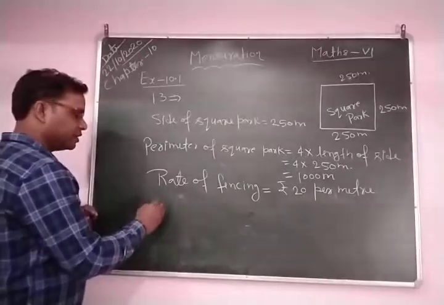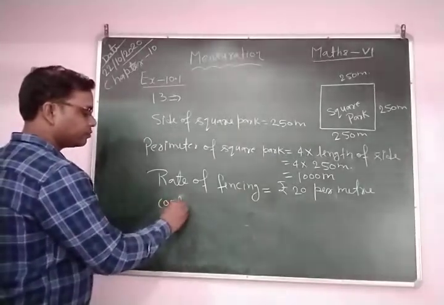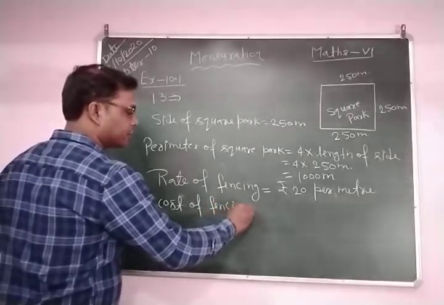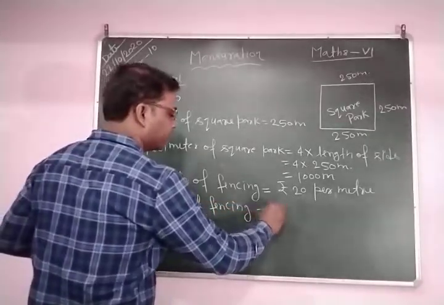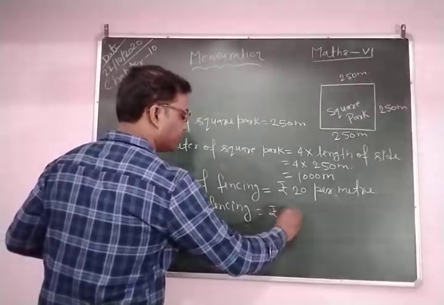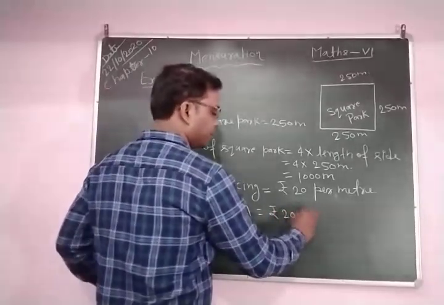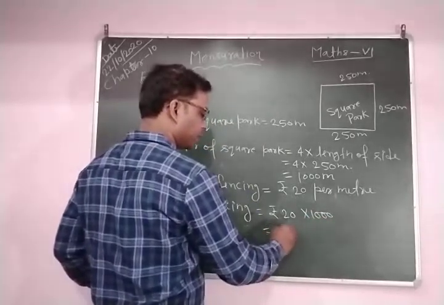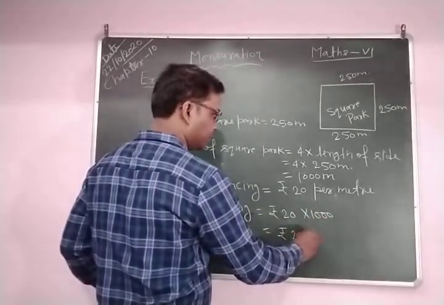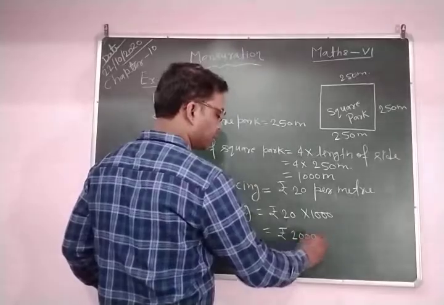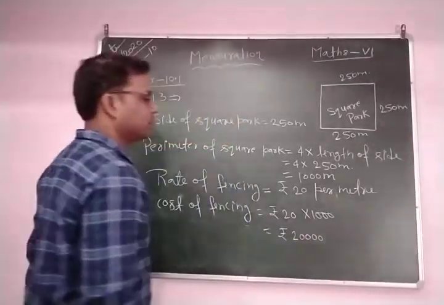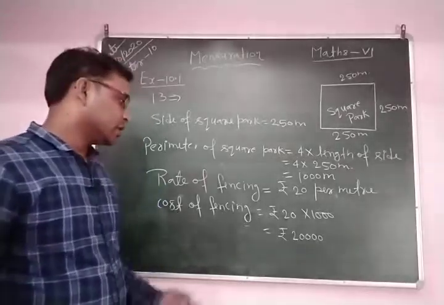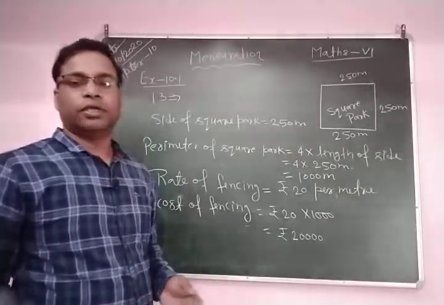So the cost of fencing is equal to rupees 20 into 1000. This is equal to 20,000. What is the cost of fencing? The cost of fencing is 20,000 rupees.